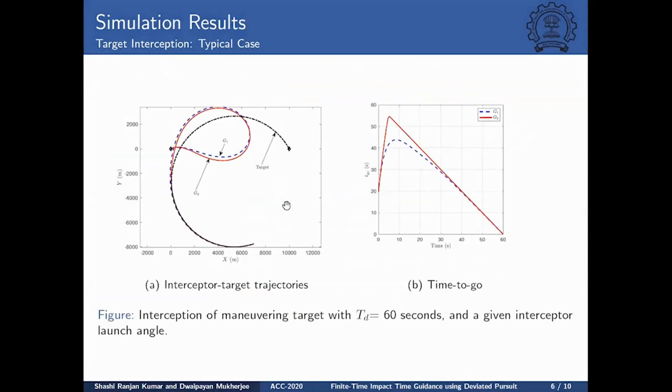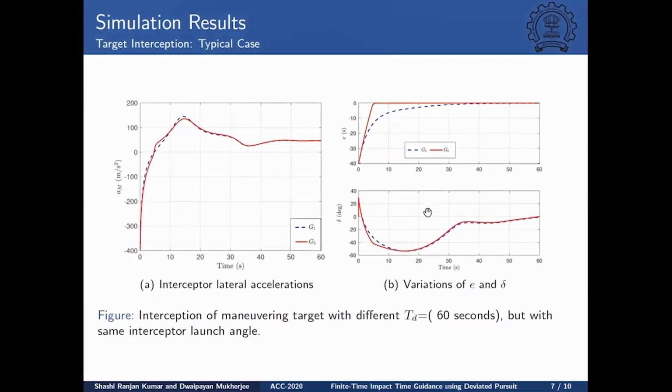And as a first demonstration, we take a desired interception time of 60 seconds and we show that both these strategies successfully intercept the target, although the way in which the impact time error converges is different for the two strategies, with the discontinuous finite time strategy calling for a sudden change in the variables, although there is not much of a difference in the lateral acceleration commands in the two strategies.